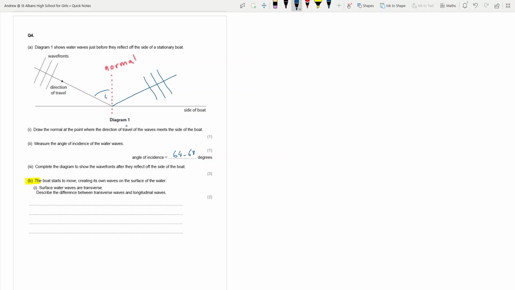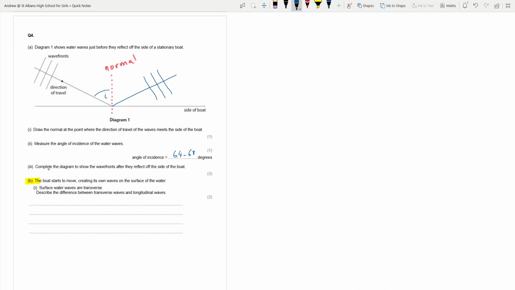Measure the angle of incidence of the water wave. So we need to measure the angle from here to the normal. And the answer they think it is 66 degrees, but there's a bit of leeway because you might mismeasure it on your protractor very slightly, or you might misdraw the normal very slightly, and that can compound it. So any measurement between 64 and 68 is allowed.